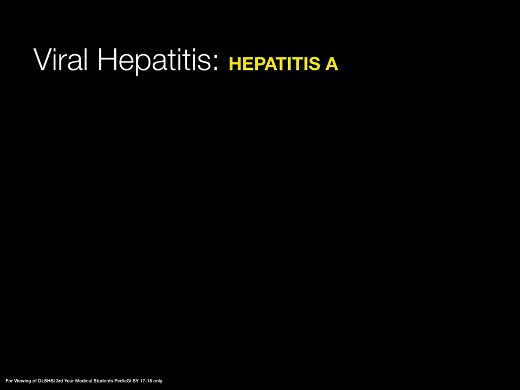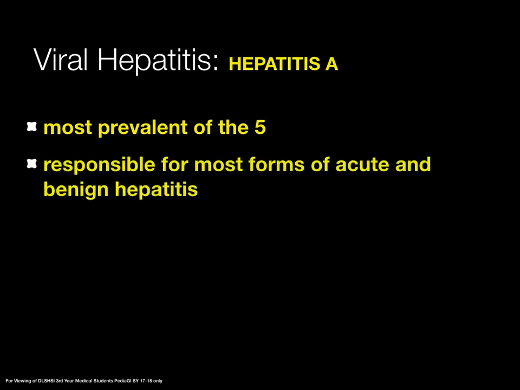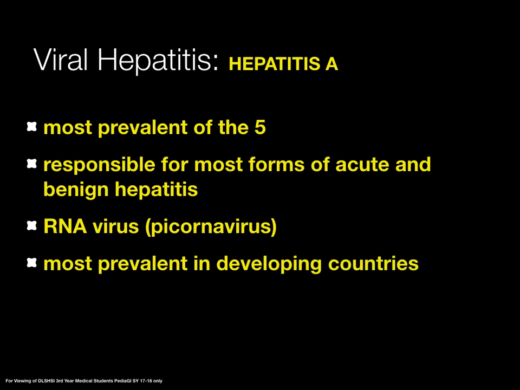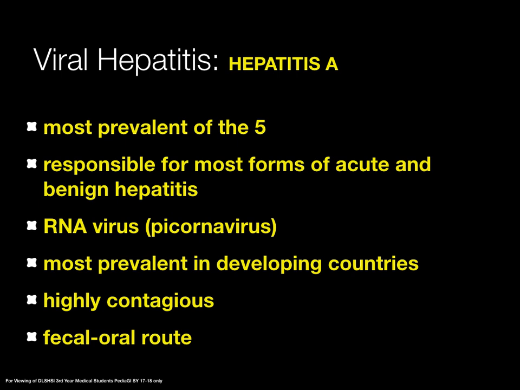For hepatitis A, it is the most prevalent of the five forms of hepatitis. It is responsible for most forms of acute and benign hepatitis, and it is caused by the picornavirus, an RNA virus. It is most prevalent in developing countries and is highly contagious with a fecal oral route transmission, and it is usually foodborne and waterborne.